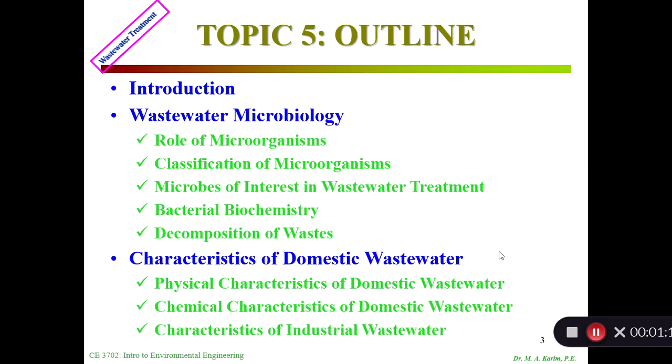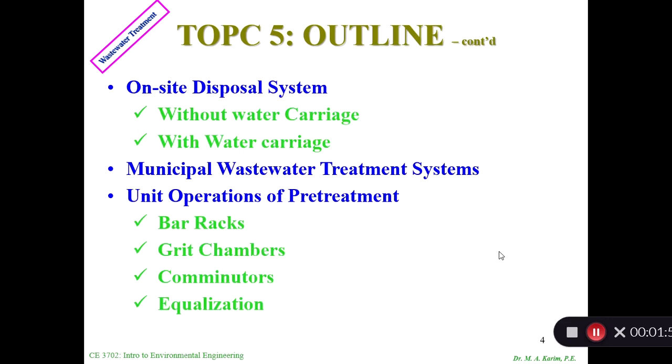So here at the outline, introduction, we'll do a little bit of introduction on that. Then the wastewater microbiology, we'll see how the microbiology and the organisms work for wastewater treatment, role of microorganisms, classification of microorganisms. Then we'll see a little bit of the microbes that we are interested in for wastewater treatment, then bacterial biochemistry, and the decomposition of waste, because decomposition is very important to understand. Then characteristics of domestic wastewater, physical characteristics, then chemical characteristics, then also a little bit of characteristics of industrial wastewater.